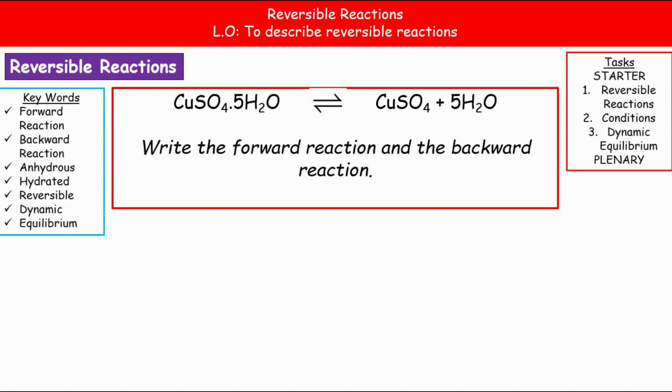What I'd like you to do then is have a go at writing down those two reactions, the forward reaction and the backward reaction. One point to note is that when we're writing just the forward and just the backward reaction individually, then we don't use the reversible reaction sign, we just use a standard arrow. So have a go at writing down the forward reaction and writing down the backward reaction for me.